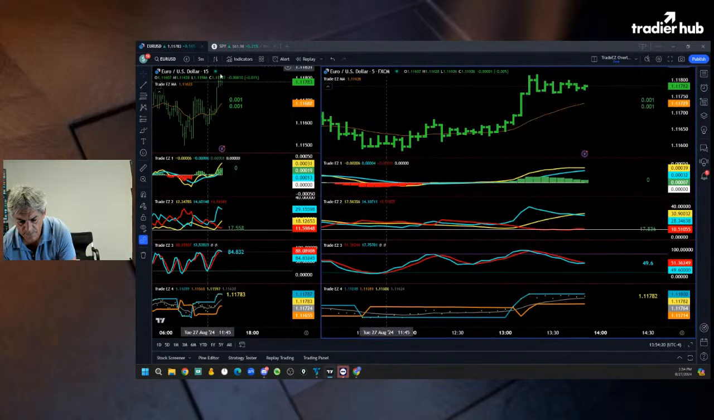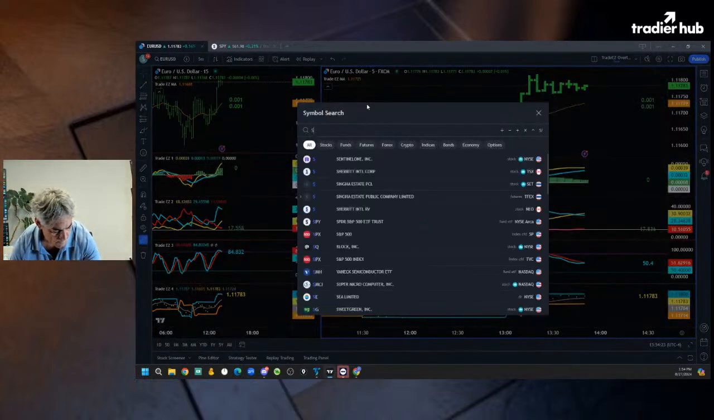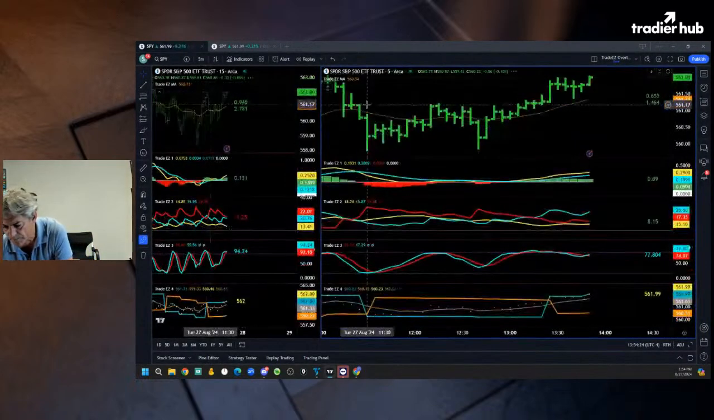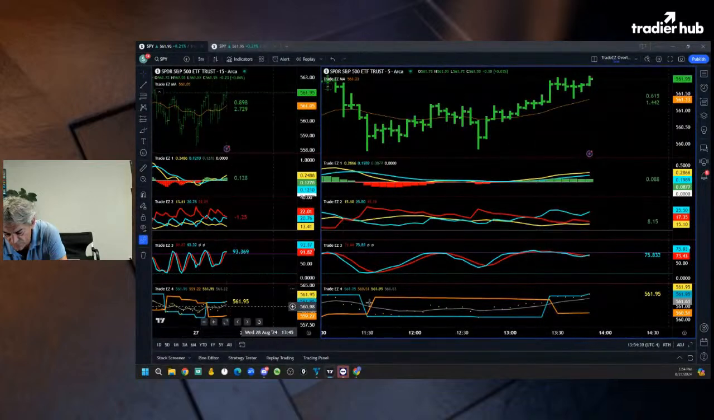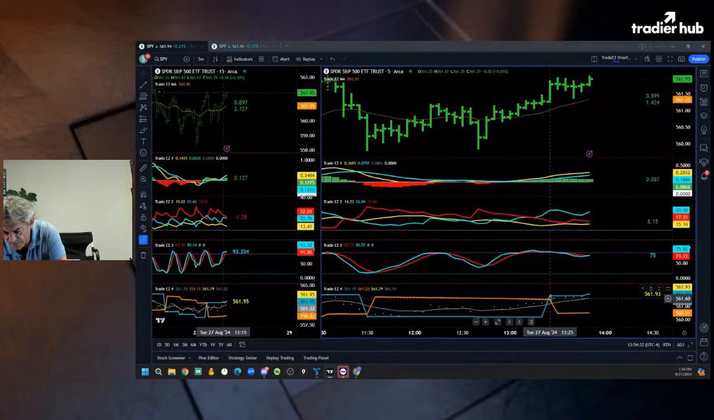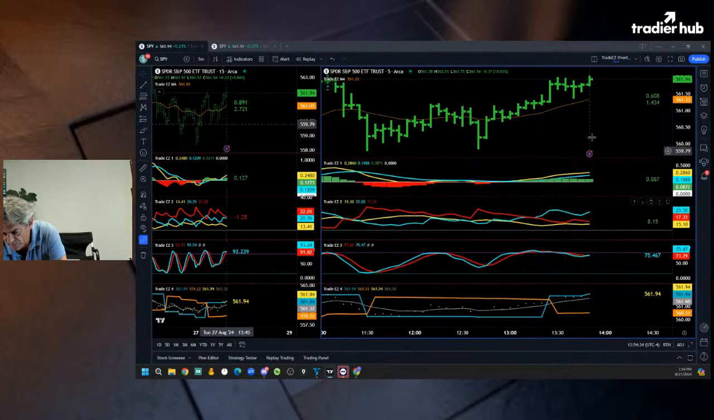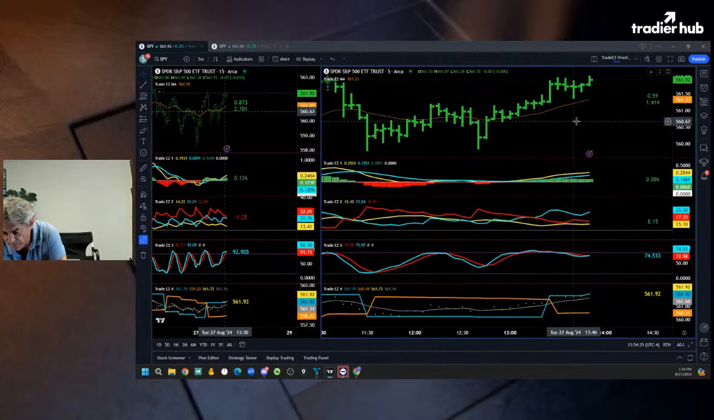I don't know what happened here. Euro dollar. Let me just bring the Spiders back up. So here it is. The 15 reverses to buy. The 5-minute time frame is bullish. This is the pullback right here that I was talking about.